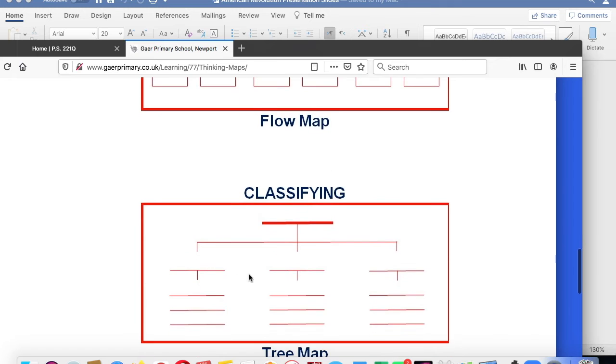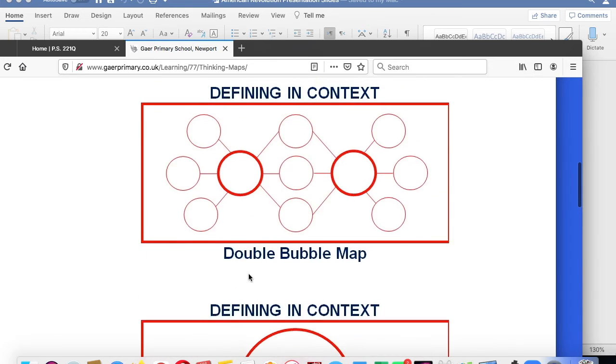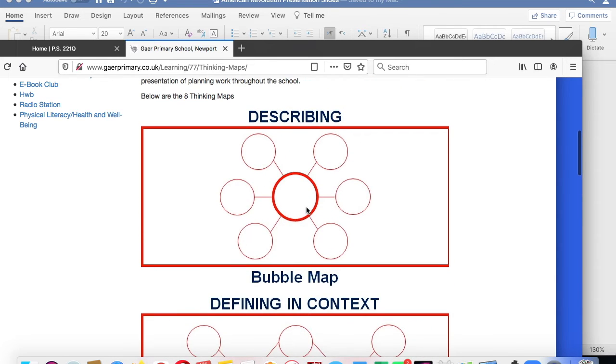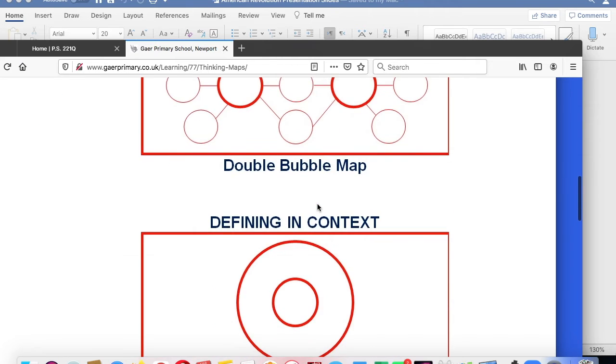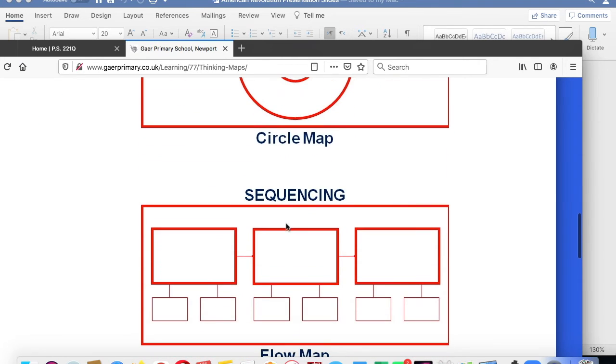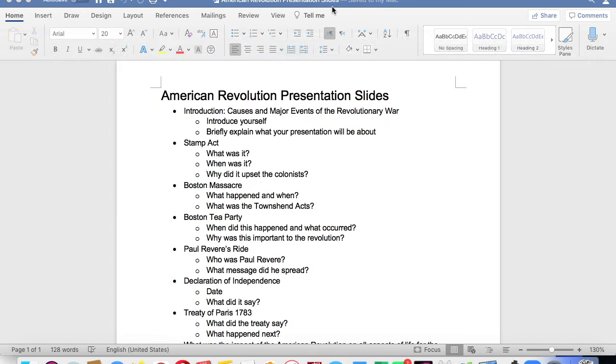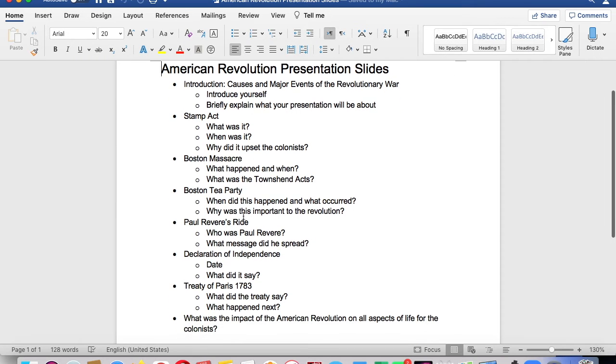And you could also try a classifying map. You probably could even try a bubble map. It's not going to be as smooth. I think the easiest way to do this would be a sequence map like this, a flow map. Okay, so that's what we're going to do. You're going to take all of these aspects of it, and you're going to research them. You're going to say, what was the Boston Tea Party? What was Paul Revere's ride? What was the Declaration of Independence? And underneath, these are the little bubbles underneath. Those are the aspects that I want you to say. So for the Declaration of Independence, you're going to say, well, what was the date of it?